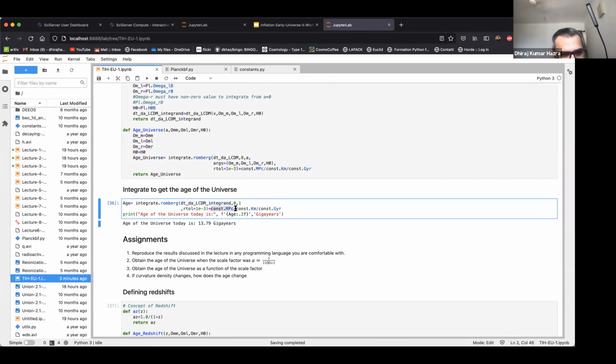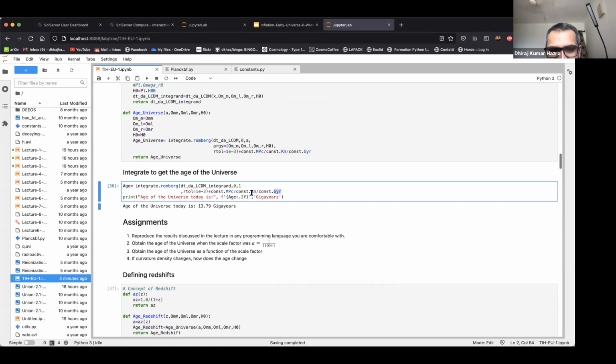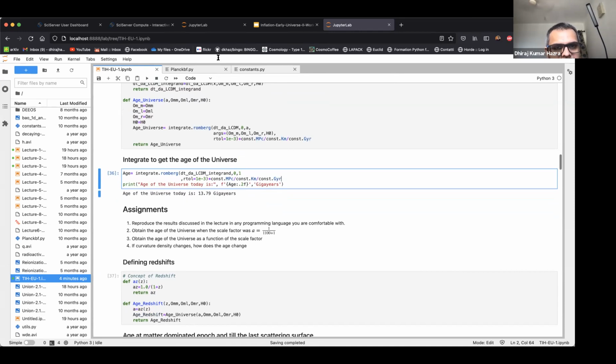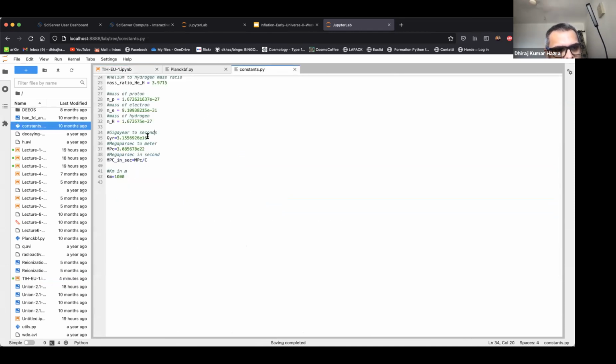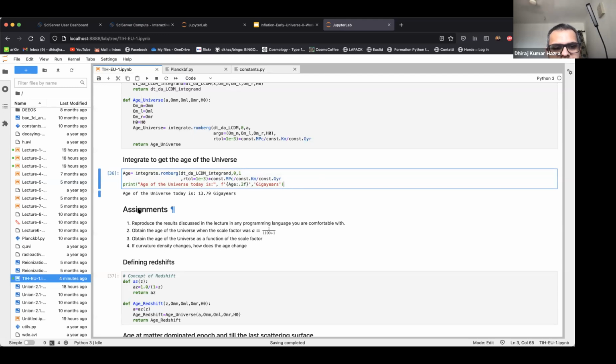And then you change the units. For example, H naught has a unit of kilometer per second per megaparsec. So first you change that to seconds, using the conversion between megaparsec and kilometer, because megaparsec and kilometer are both units of distance and are just related by a constant factor. And then from seconds, you change your time unit to giga year. The conversion factors are given here, for example giga year to seconds, I have written here. And when you calculate that, you will see that the age of the universe today is 13.79 giga years.